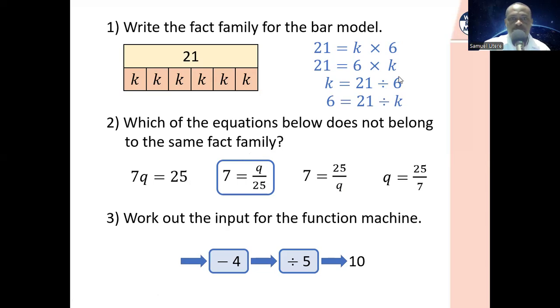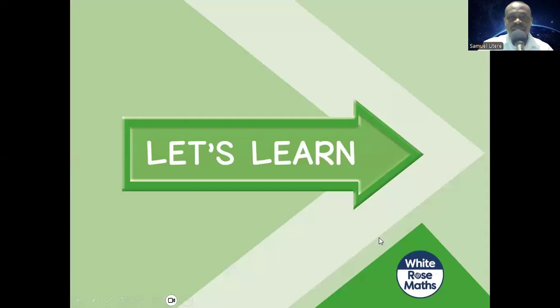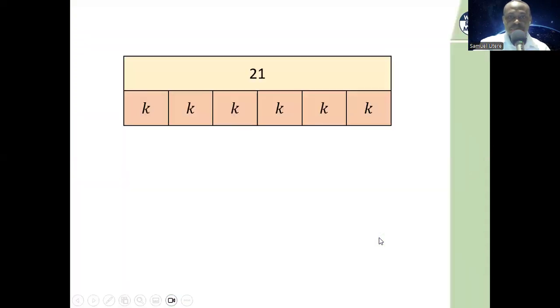All right, and then as a function machine, you're told to work out the input for the function machine. Drum roll, what do you think we're going to use? Inverse operations, of course. Okay, so you can use inverse operations and you'll get your answer. All right, let's do some new learning.